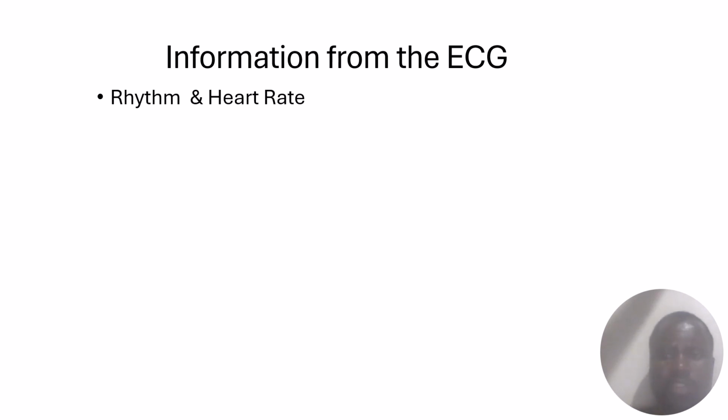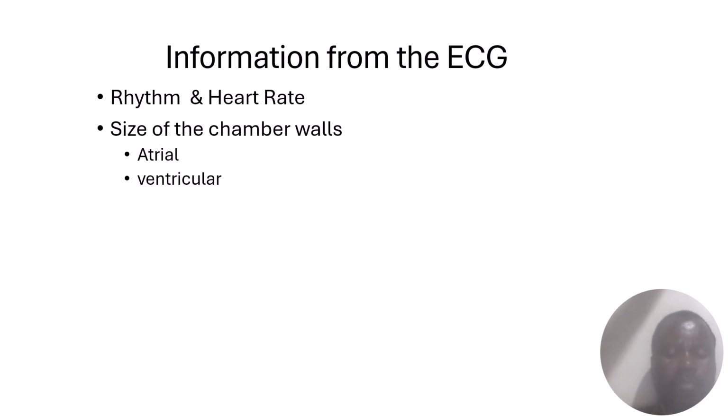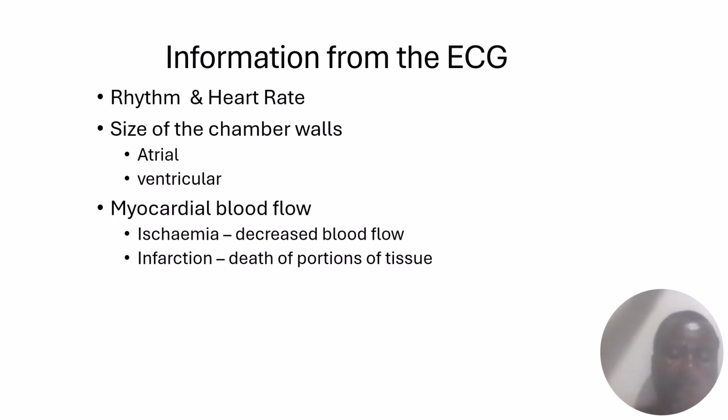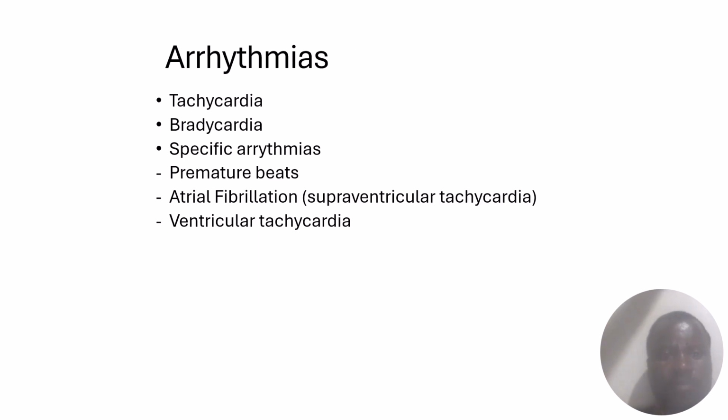So what information can we get from the ECG? The rhythm of the heart and the heart rate, so we can count the number of P's in a minute, or the number of R's in a minute, and that will be our heart rate. The size of the chambers, the atria and the ventricles. Also myocardial blood flow, because reduced blood flow or ischemia, or death of portions of tissue, which is infarction, can disturb the electrical waves of the ECG, and so that can show us some changes that would be useful in determining electrical activity of the heart.